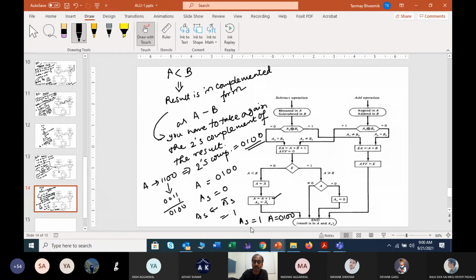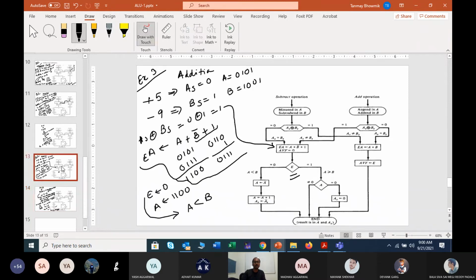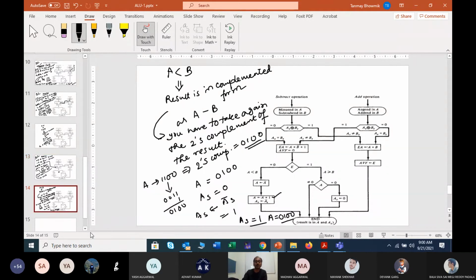So you can see this is -4. Basically 1 represents a negative number and 0100 is 4. And we started with which example? Plus 9 minus 4, plus 9 minus plus 5 minus 9. So plus 5 minus 9 means it is actually -4 answer, and we got the same -4. Okay, so 3 types of examples till now we have discussed, all of them representing the addition operation.